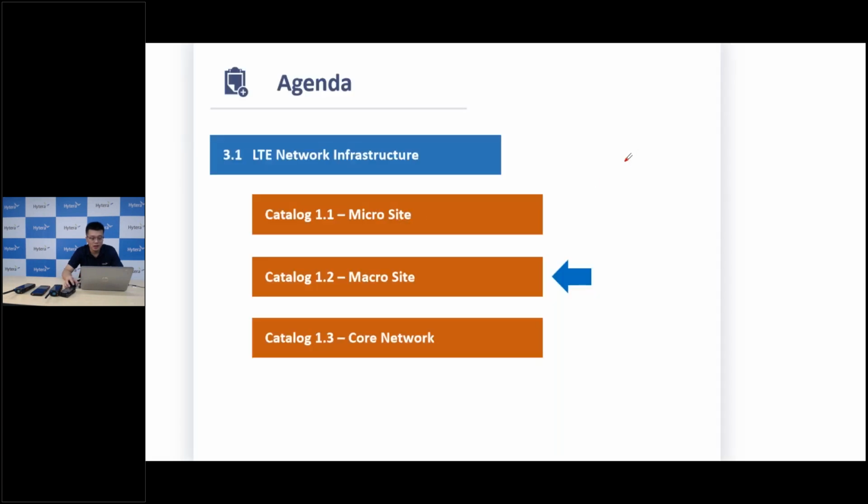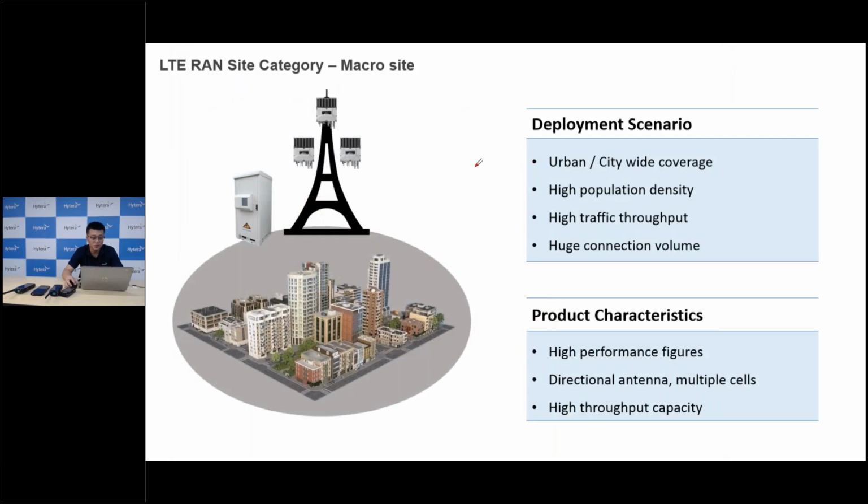And next, after the introduction of the microsite, or the small cell product, let's see the macrosite, the distributed base station. Like it was introduced at the beginning of this chapter, the microsite of the small cells is mainly for covering villages and rural areas. So what is the macrosite for?